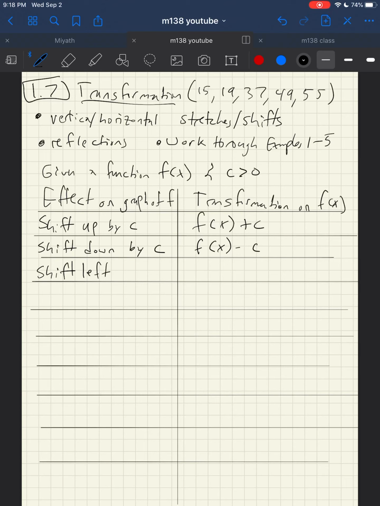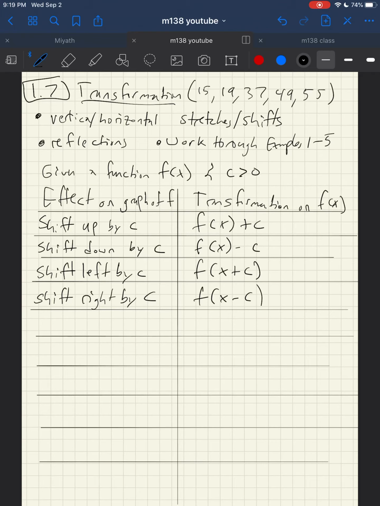Shift left by c, so to the left is going to be f of x plus c. Now that might seem backwards, like wait, to the left is subtracting, but for the horizontal shifts, left and right, I want you to think of the function as like a movie reel. If something happens earlier in the movie, then it's happening further to the left. Okay. Shift right by c, that's going to be f of x minus c. All right, so that might seem a little counterintuitive, but just go with it.